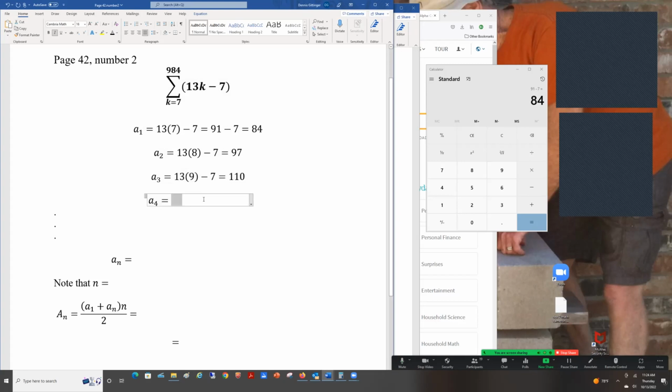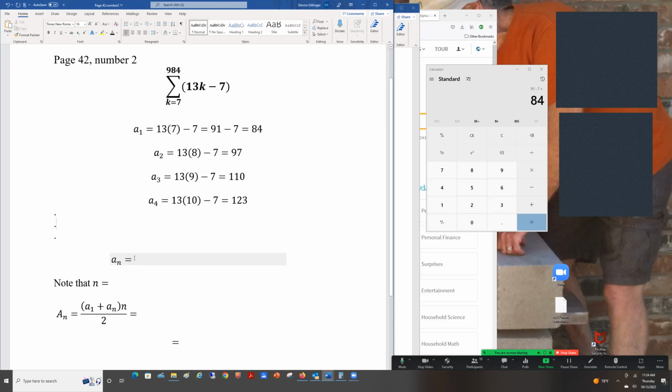When you plug in to get a sub 4, notice a sub 4 is the fourth term, and the terms start with k equals 7, and then 8, and then 9, and now 10. So 13 times 10 is 130, minus 7 is 121. Now, we don't want to write out all of these because it would take a long time and not be very exciting. However, I do need to know the value of the last term in order to use the formula.